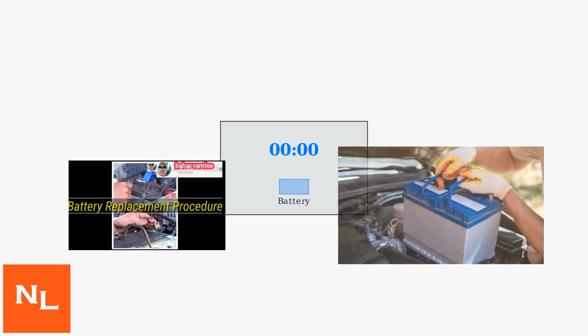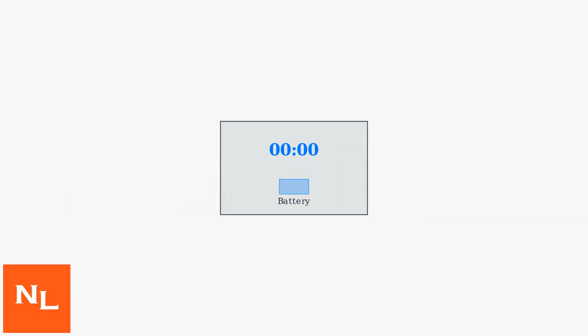Consider replacing your battery, especially if it's several years old. Regular testing can help identify when replacement is needed. A healthy battery is crucial for accurate timekeeping and overall vehicle reliability.